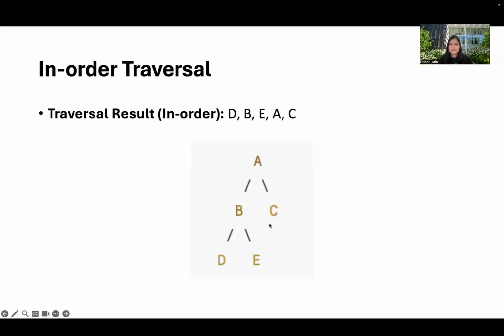Let's look at this tree, the same tree from our previous example: A, B, C, D, and E. The in-order traversal is going to be D, B, E, A, and C.